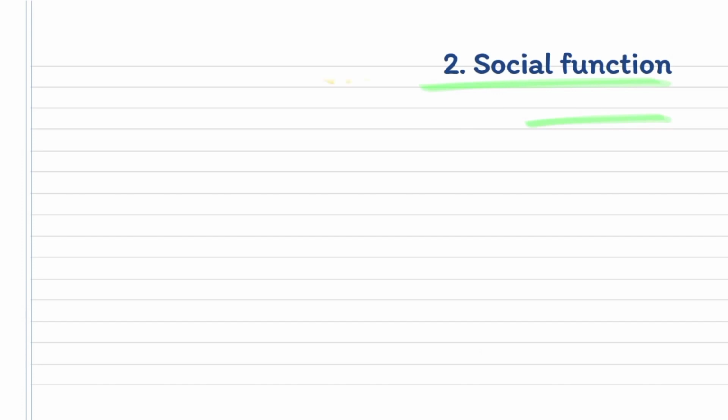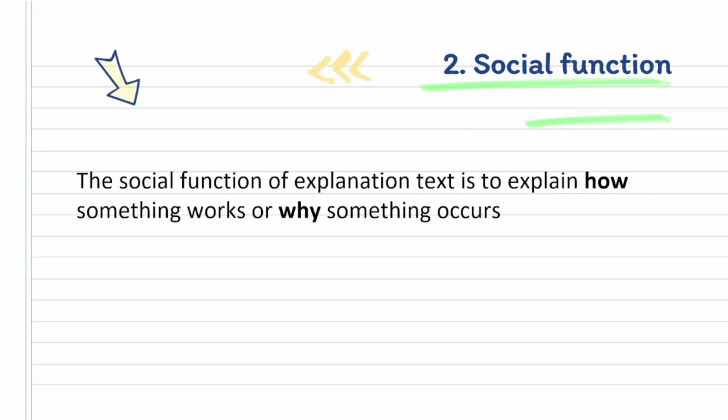What is the social function? The social function of explanation text is to explain. Yes, to explain how something works or why something occurs.